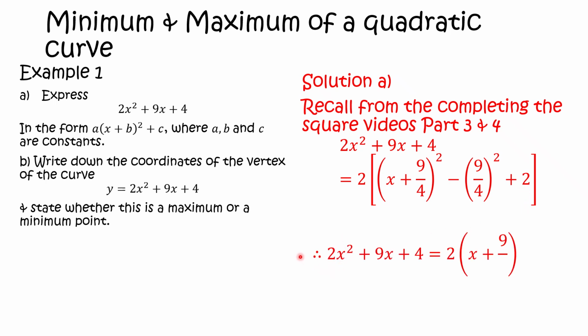If this does not make much sense, I encourage you to check out part 3 and part 4 of the quadratics list. We cover this in great detail. Moving on then, it means that we can express that expression as 2 times (x plus 9 over 4) squared minus 49 over 8, which answers part A.